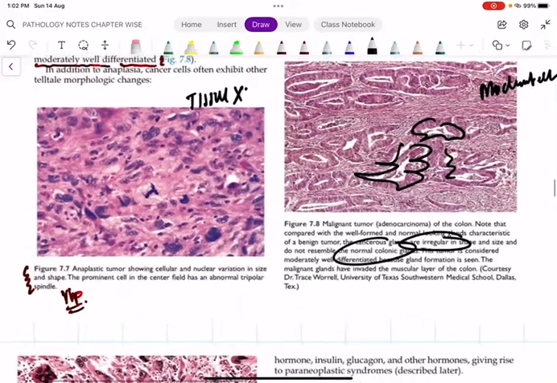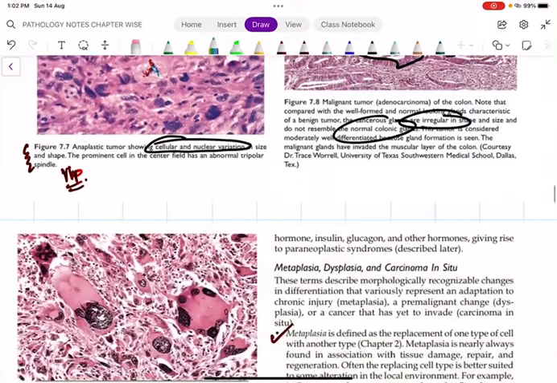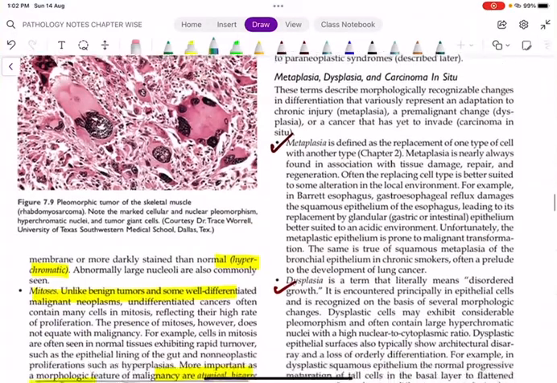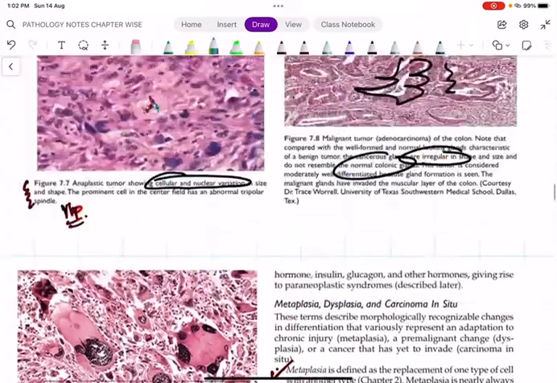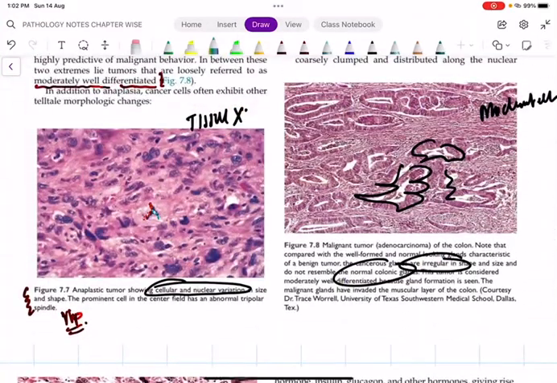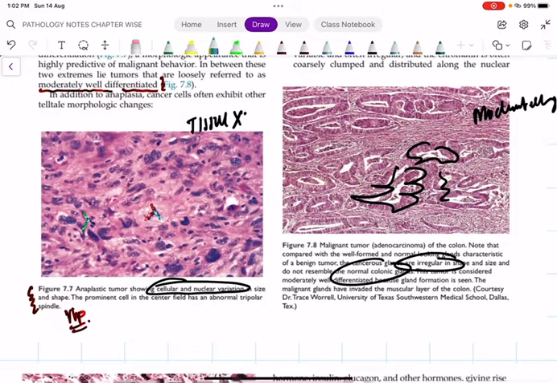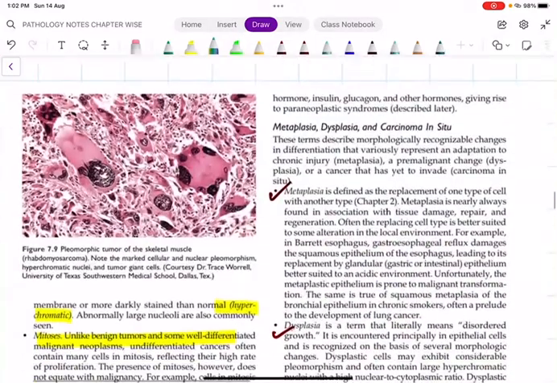You can see here the cellular and nuclear variation. You can see this appearance, which is called abnormal mitosis, also called tripolar mitosis or tripolar spindle. Atypical bizarre mitotic figures can be seen here. I am drawing the atypical bizarre figures, and you can see hyperchromasia here.